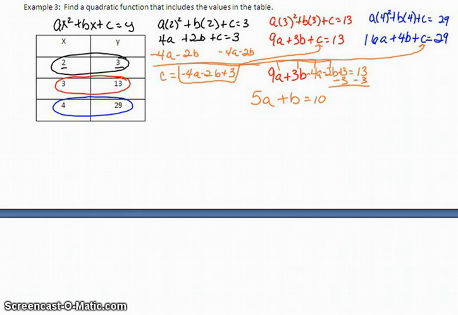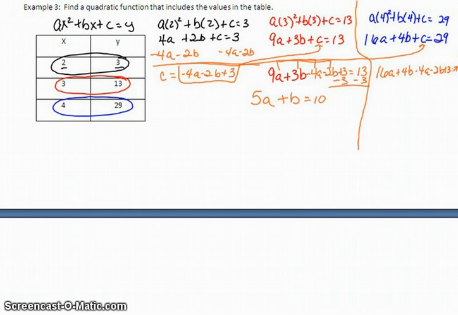Now I'm going to do the same thing in my second set. I'm just going to draw a little line here to keep things separate so you can see what we're doing. I will have 16a plus 4b minus 4a minus 2b plus 3 equals 29. Boy, I'm out of space there. Sorry about that. I hope you can read it.